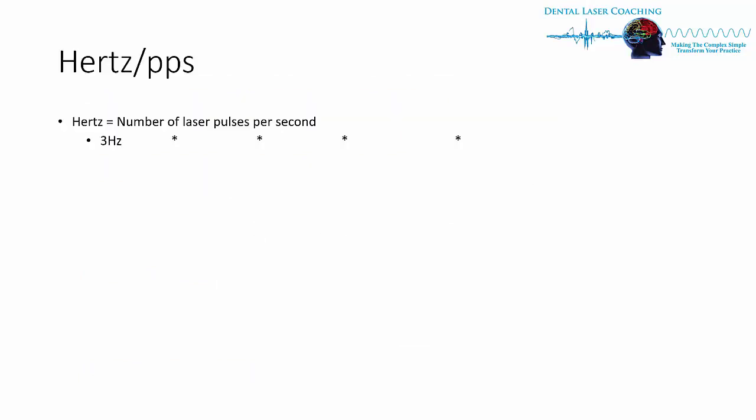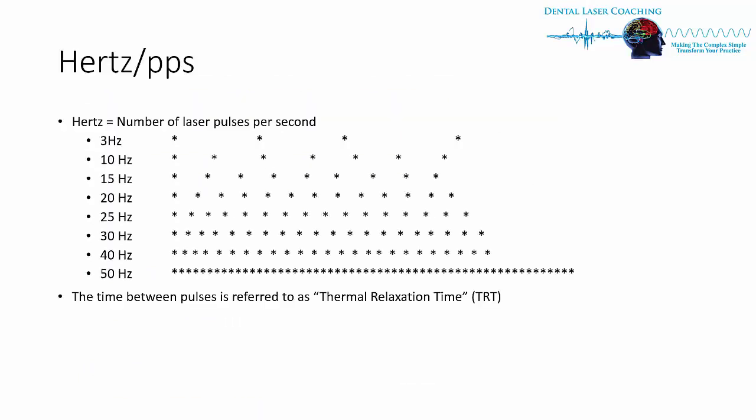So hertz, just to recap again, is the pulses per second. As you can see in this graphical representation, if this is 1 second from the start to the end, we could have it pulsating 3 times per second, or in this case actually misrepresented as 4, but it could be 3 times in 1 second, all the way up to 50.